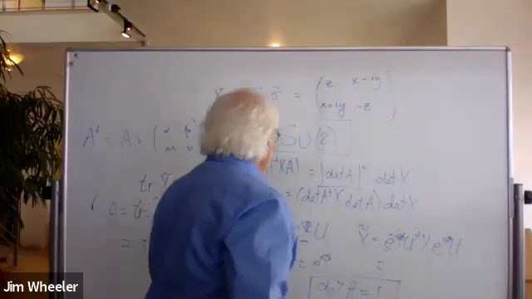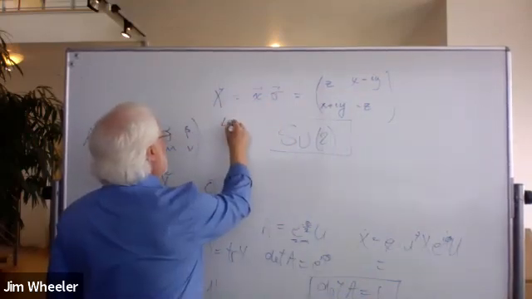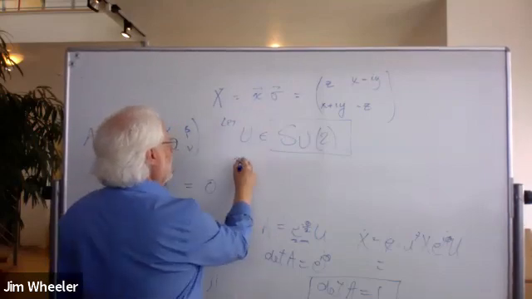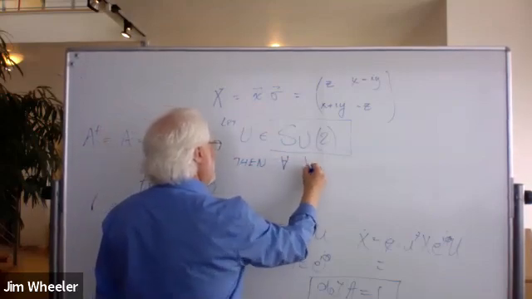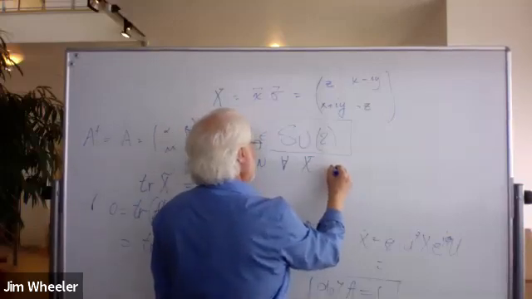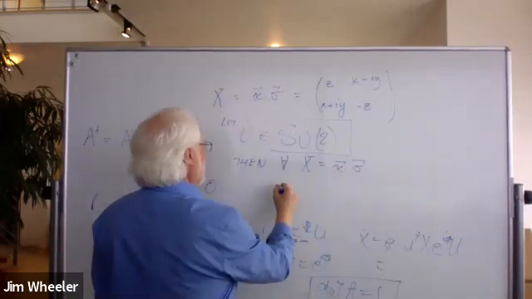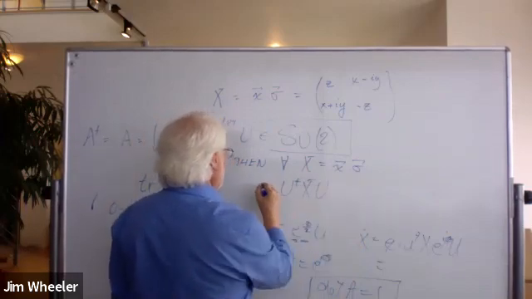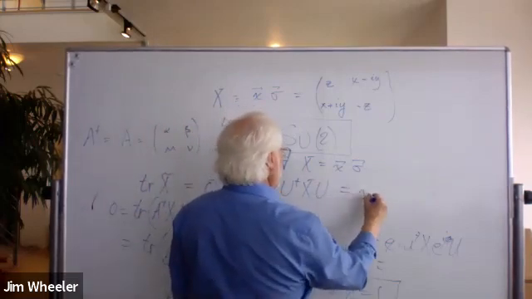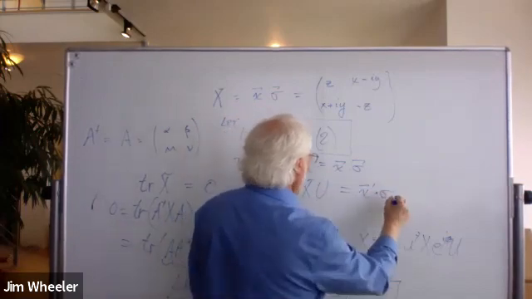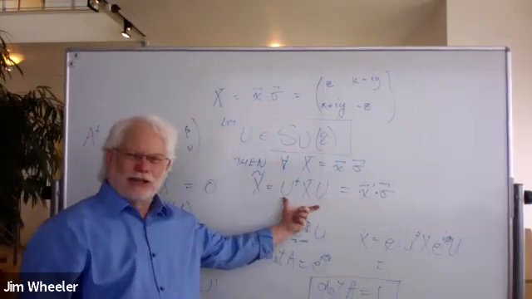So let me be more clear about that. Let U be an element of SU(2). Then for all X, let's see, X equal to x dot sigma, X tilde equal to U dagger X U is also of the same form, is also a linear combination of Pauli matrices, because this is Hermitian and traceless.